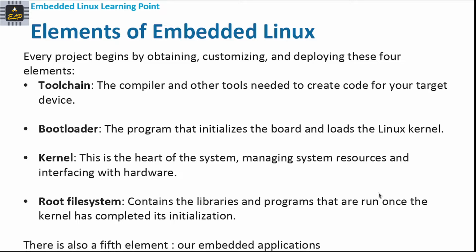The next element is the bootloader, the program that initializes the board and loads the Linux kernel. The kernel itself is the heart of the system, managing system resources and interfacing with hardware. The fourth one is the root file system, which contains the libraries and programs that are run once the kernel has completed its initialization. These are the basic four elements of embedded Linux.